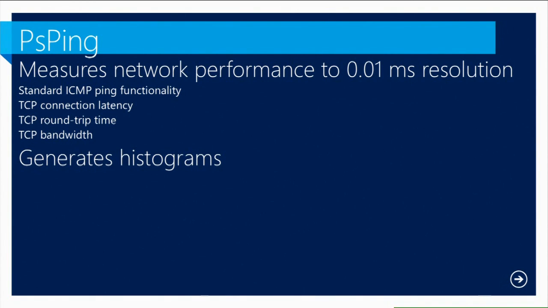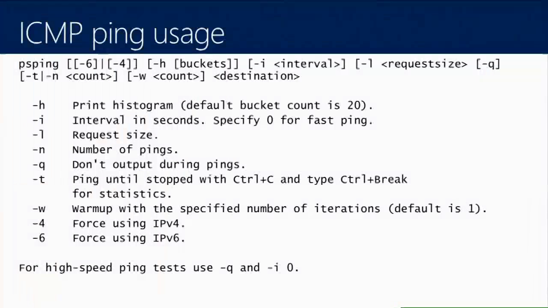But psping is also used to measure a bunch of other stuff. In addition to ICMP echo requests, you can find out how long it takes to actually connect to a TCP port. And what about the round trip time for data going back and forth? Or what if I want to stress the bandwidth and see how much traffic I can get between those two? It can also show you histograms that you can paste into Excel.